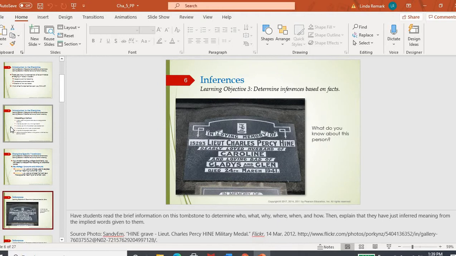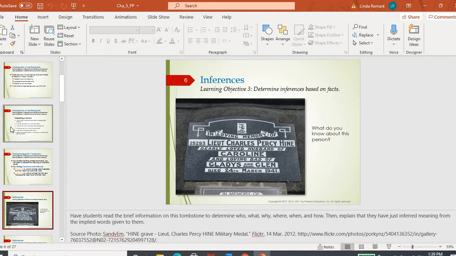So the very first slide that goes along with that topic is maybe strange at first, but looking at this stone here, we can hopefully infer that this is someone who has passed away. So what do you know about this person? Well, we know that this was someone who was married, that they served in a military capacity when they died, who was a father.